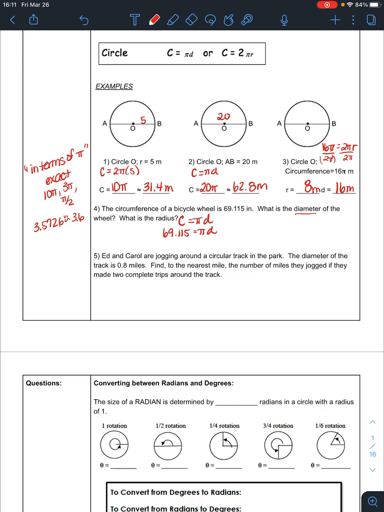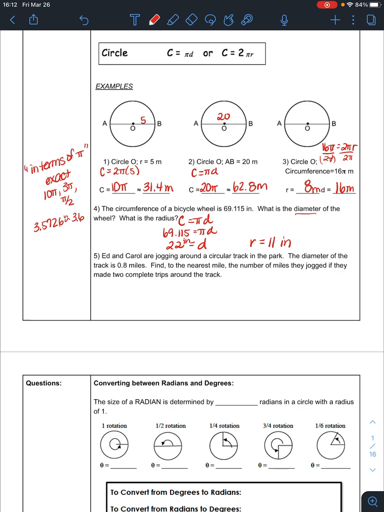Always write the equation, plug in what you know, and then see what you need to do to solve the problem. So 69.115 divided by pi. Always use your pi key on your calculator, and you get 21.99999. So that would be a diameter of approximately 22, which means that the radius is half of that, which is 11. So that radius would be 11, or the diameter would be 22 inches. So for every roll, what the circumference means is, if you put a sticker on the wheel, every time that sticker hits the ground, you will have rolled 69.1 inches.